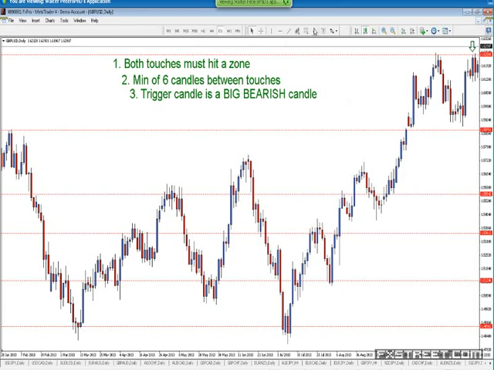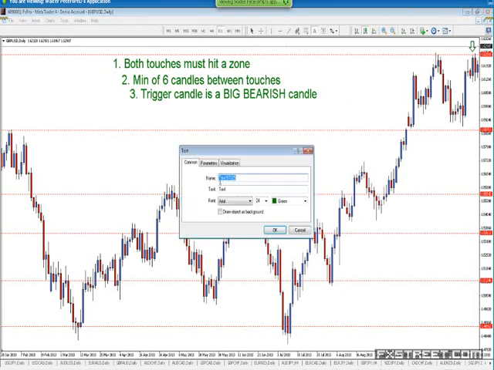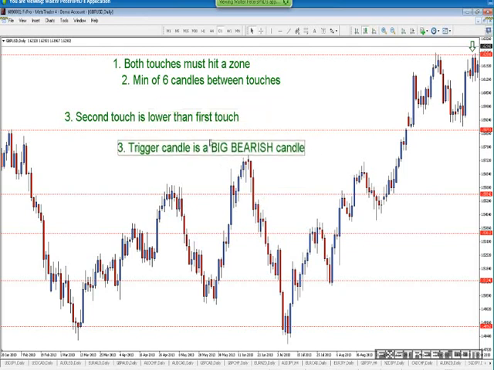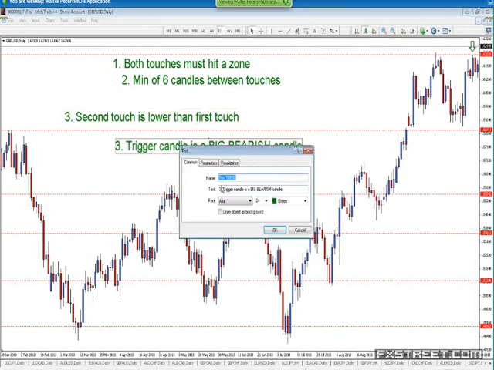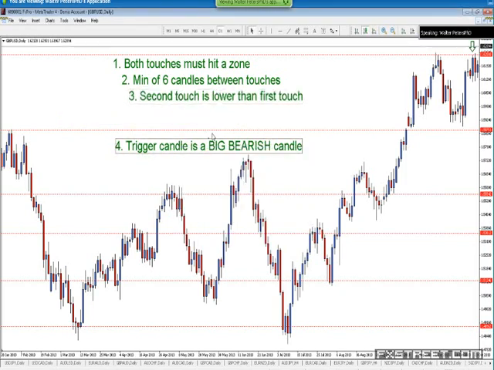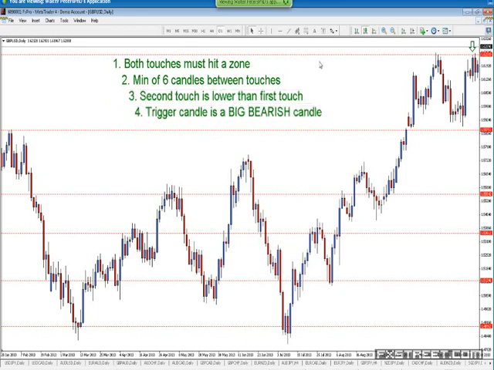Oh, the other thing I forgot to mention is that we need the second touch to be lower than the first touch. That's a very important rule. In fact, second touch is lower than first touch. And so the fourth rule should be the trigger. So let's just change that. Okay? So second touch is lower than first touch. And let me show you what I mean by that.